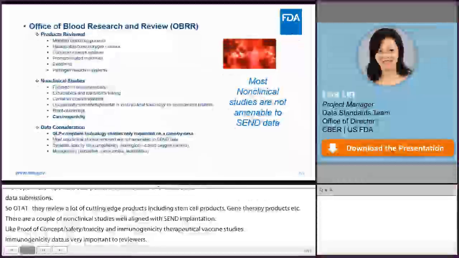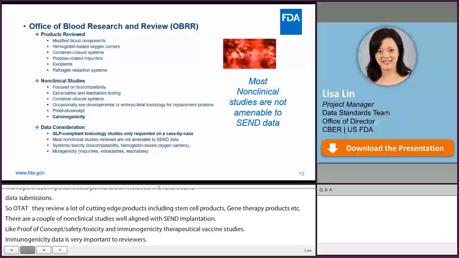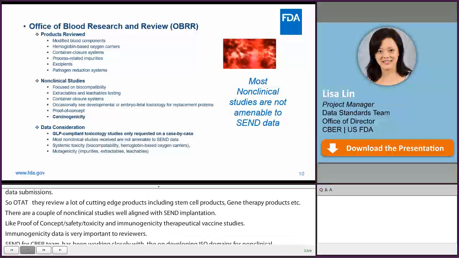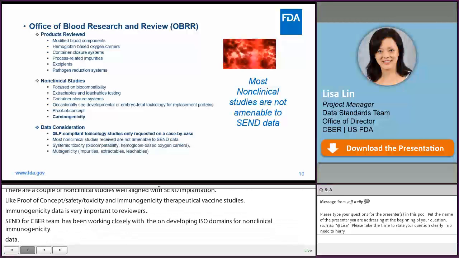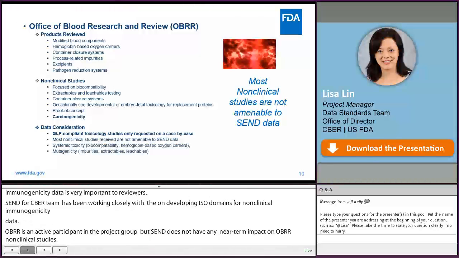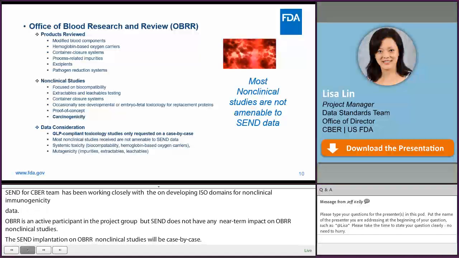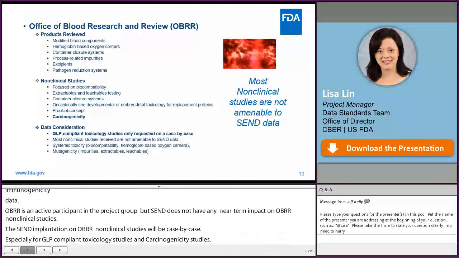OBRR is an active participant in the project group, but SEND doesn't have any near-term impact on OBRR nonclinical studies. The SEND implementation on OBRR nonclinical studies will be case by case, especially for GLP-compliant toxicology studies and carcinogenicity studies. We recommend sponsors contact the Review Division to discuss the specific submission data requirement.